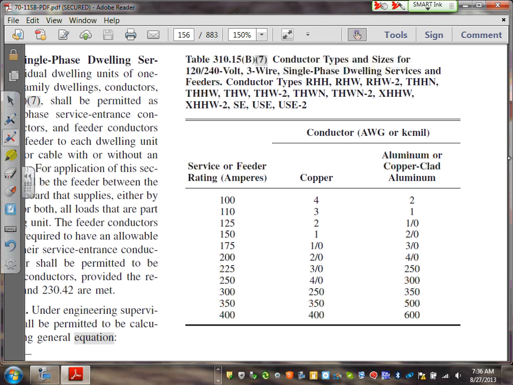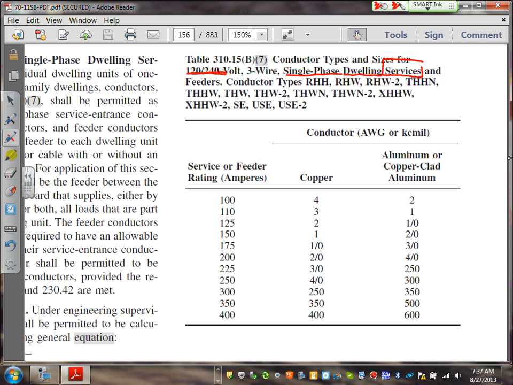When you read conductors type 4, can you guys see the voltage right here? What's the voltage? 120/240. If your voltage is other than 120/240, can you use this table? No. Number one. Number two, single phase. If your system is other than single phase, can you use this table? Adam? No. If your system is other than dwelling, can you use this table? No, so commercial building, don't even think about it. Single phase, 120/240, dwelling.